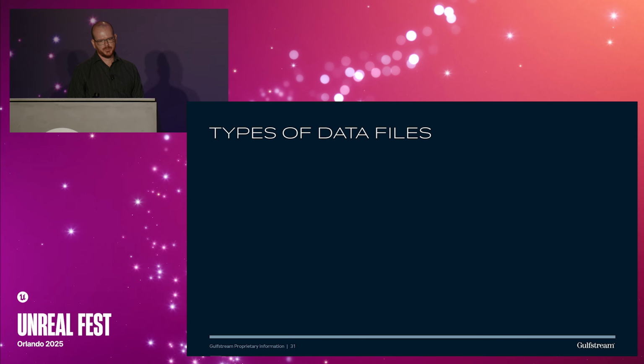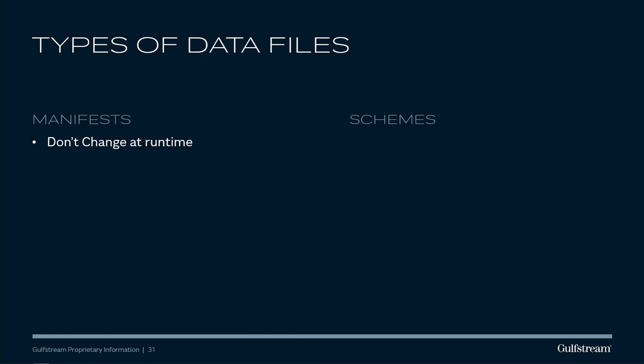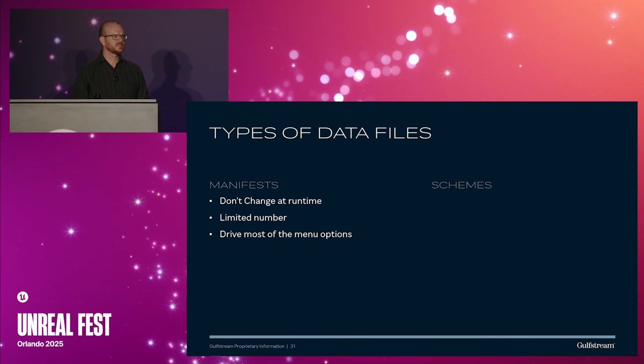So we decided to break up our data files into two different types. We've got manifests, and then we've got schemes. And I'll tell you a little bit about what the difference is. Manifests are not going to change at runtime. There's a limited number, so we pre-program these manifests ahead of time, and anytime we make changes, we'll push a new manifest file. This is what's going to drive what shows up in general in the app, so any of the menu options, buttons, things like that, and also what shows up in the actual scene itself.